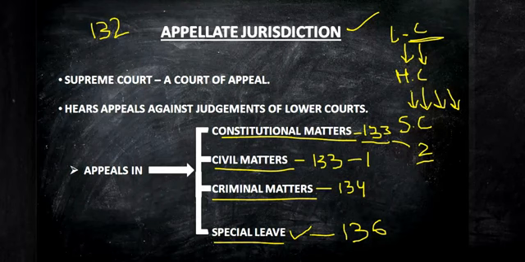case does not fall under the constitutional matter, does not fall under the category of civil matters, and it even does not fall under the category of criminal matters, that means there is a case which doesn't fall under these three particular matters, then such a particular case can be appealed in Supreme Court by special permission. So that is called appeal by special leave. Is it clear? But remember one thing.